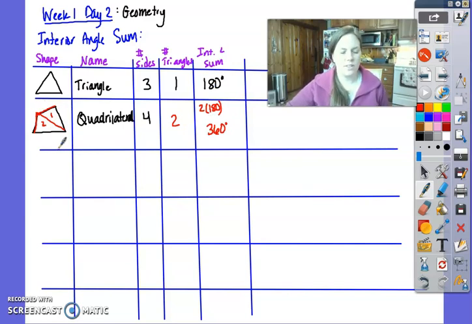Squares, rectangles, rhombuses, parallelograms, trapezoids, if you want to get really fancy with your vocab.